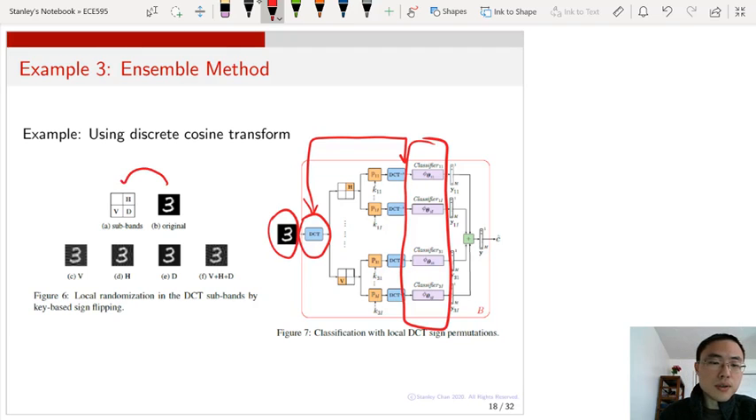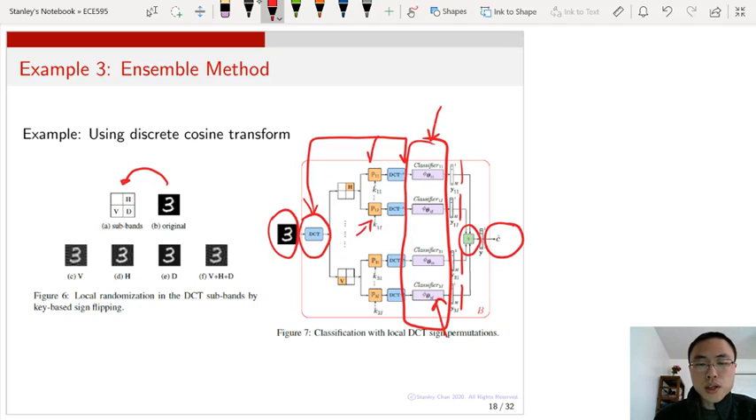When you apply a discrete cosine transform, if you send this image into it, you will be able to get the high frequency and also the low frequency components. So you can pretty much think of decomposing the image into different components, and then you have different classifiers for different components. You're going to get different features out of each classifier, and then you concatenate all these features together to form an overall classification result. And so the randomness can be introduced here.